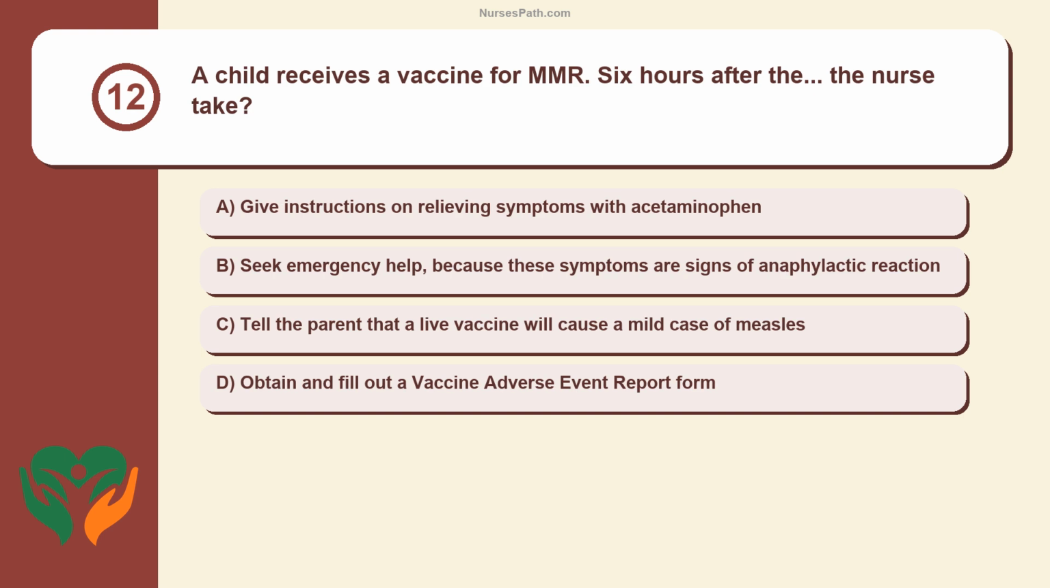Question 12. A child receives a vaccine for MMR. 6 hours after, the parent reports local soreness, erythema, lethargy, and a low-grade fever. The nurse should take which action? Give instructions on relieving symptoms with acetaminophen. Seek emergency help because these symptoms are signs of anaphylactic reaction. Tell the parent that a live vaccine will cause a mild case of measles. Obtain and fill out a vaccine adverse event report form.